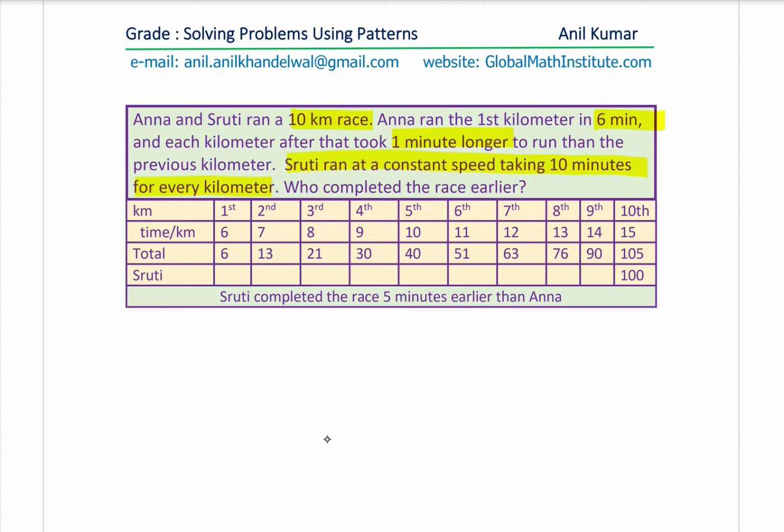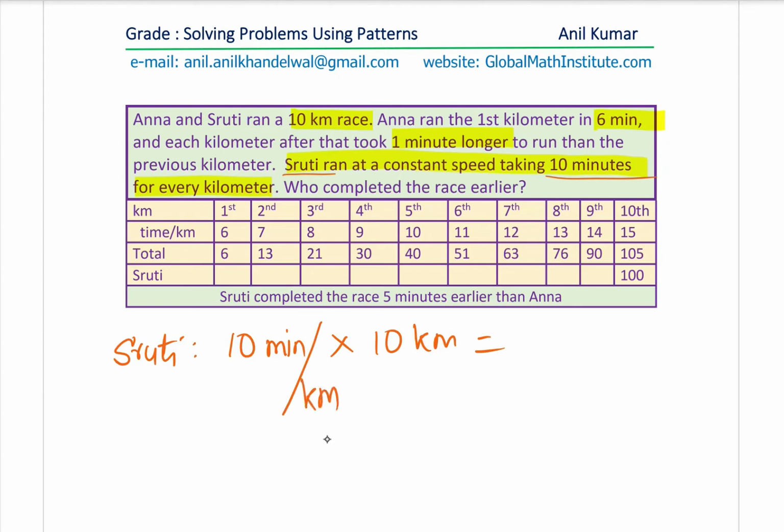Who completed the race? Well, for Shruti, we are given very clearly that she is constantly running at 10 minutes per kilometer. So for Shruti, you can write down very clearly that Shruti took 10 minutes into 10 kilometers, right? So definitely 10 minutes per kilometer. So for 10 kilometers, she had to take 100 minutes, correct? So we know that part, and I wrote this number 100 at the end of 10th kilometer for Shruti. But we need to calculate for Anna. That is complicated. So we made the whole table to figure out what Anna did, right?